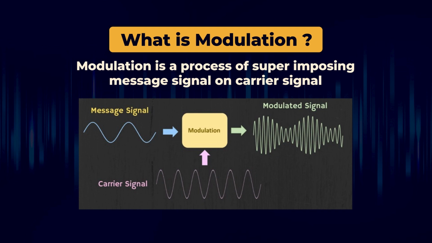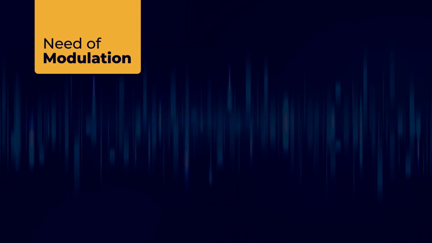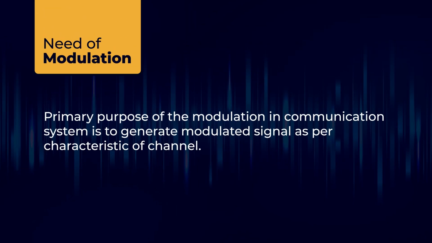What exactly is the purpose of this modulation? By combining these two signals, we create a modulated signal which can be efficiently transmitted over a long distance. This combination allows us to overcome various limitations associated with direct transmission of the information signal. Now, what is the need of modulation? The primary purpose of modulation in communication system is to generate modulated signal as per characteristics of the channel.